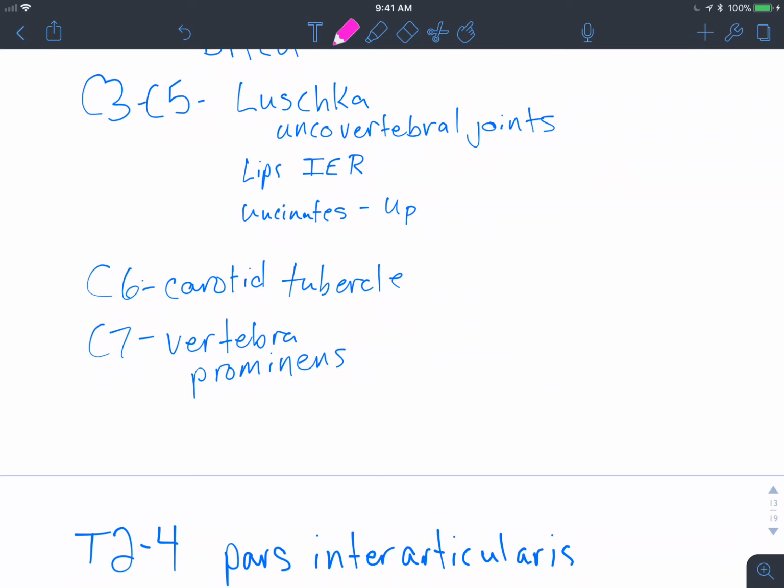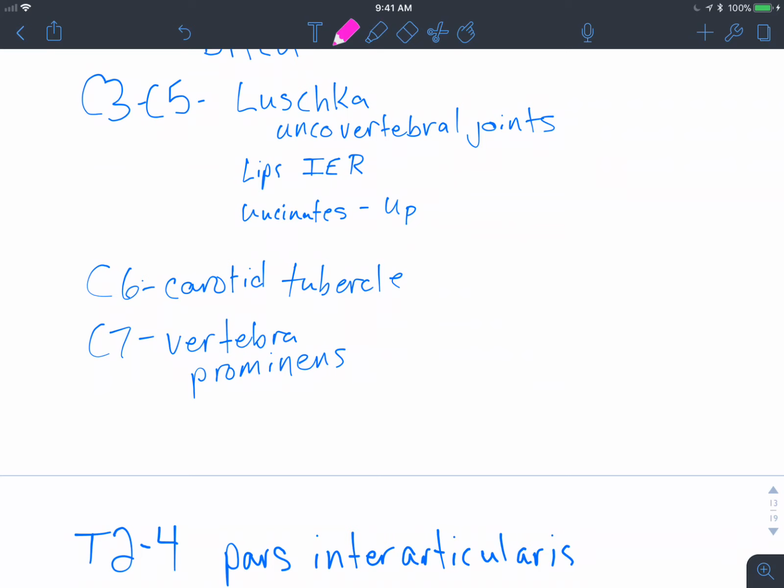C3 through 5, a couple things to keep in mind are the joints of Luschka, or the uncovertebral joints, the uncinate processes. I always think uncinates are up. And then the lips of the inferior epiphyseal rim, what I have as IER there, are the protruding parts of the inferior epiphyseal rim. So just be able to work your way around those joints for now. We're going to talk about more joints in a little bit, and then hit the joints of Luschka even harder. So just be able to work your way through the picture maybe. If you have any questions, let me know.